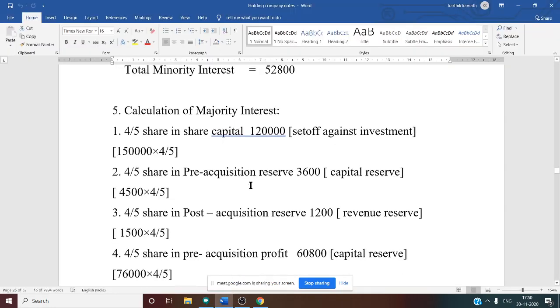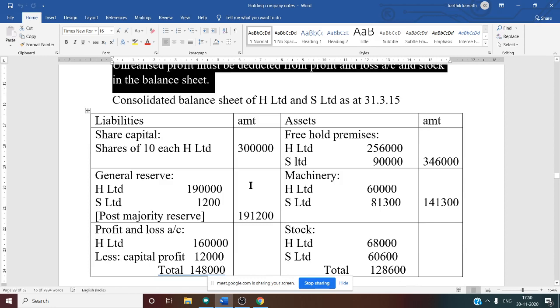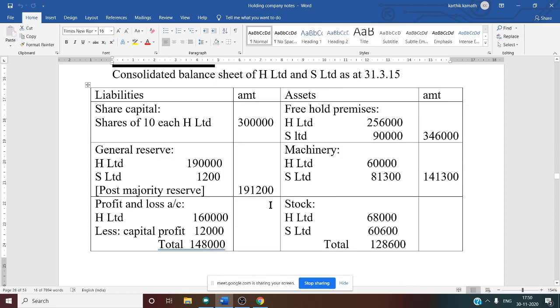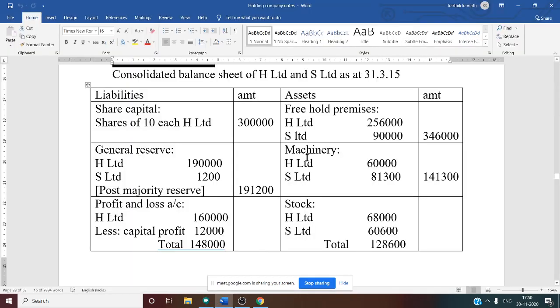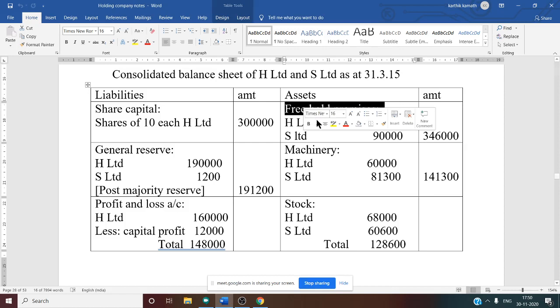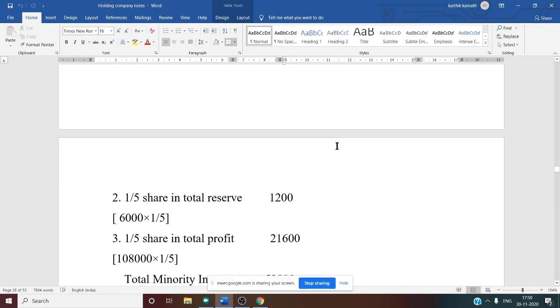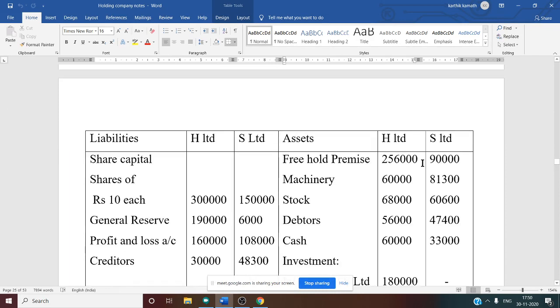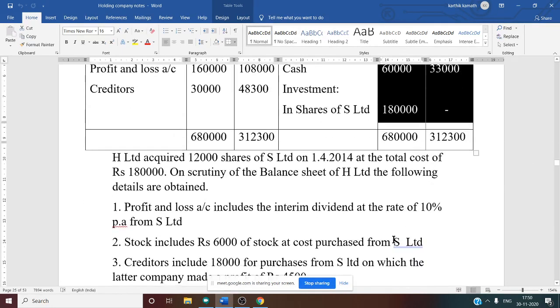So now after this working note, last thing we have to do is consolidated balance sheet. See this now, consolidated balance sheet of H Limited and S Limited. Let us discuss only asset side information. Freehold premises, H and S Limited we have to show separately, as given in the balance sheet. Freehold premises H Limited 2,56,000, S Limited 90. Combined information we have to write, add both.